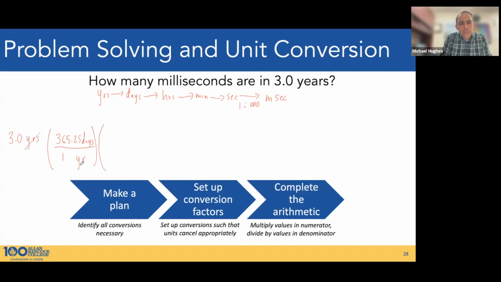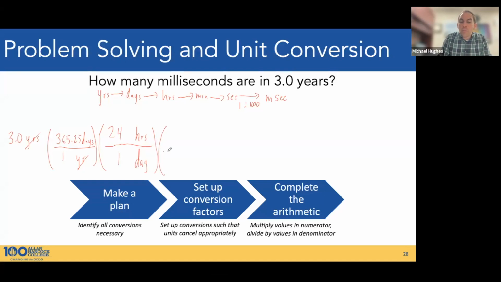So years cancel with years and we get to days. Now we want to get to hours. So we want days to go away and we want hours to come out. And I know that there is 24 hours in every 1 day.